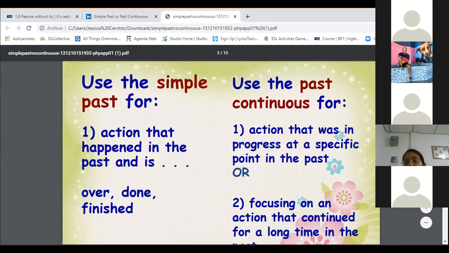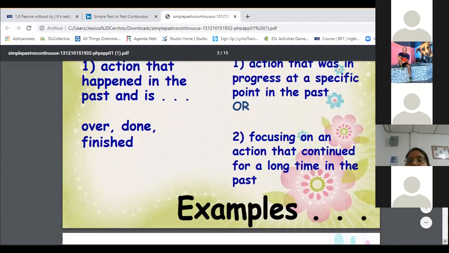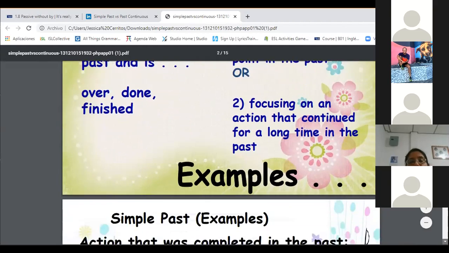All right. Noemi and her daughter went to Brazil. Ya fueron y ya regresaron. Jennifer studied English with me last year. Y estaba en otro módulo. So remember the simple past. You begin the action and you finish the action. But when we use the past continuous, we use it for an action that was in progress at a specific point in the past, okay? Or number two, focusing on an action that continued for a long time in the past. We're gonna see the examples right now.